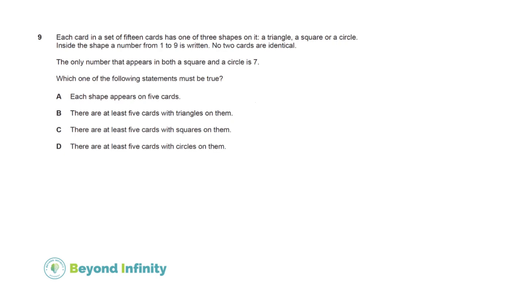Each card in a set of 15 cards has one of three shapes on them: a triangle, a square, or a circle. Inside the shape, a number from 1 to 9 is written. No two cards are identical. The only number that appears in both a square and a circle is 7. So, which one of the following statements must be true?